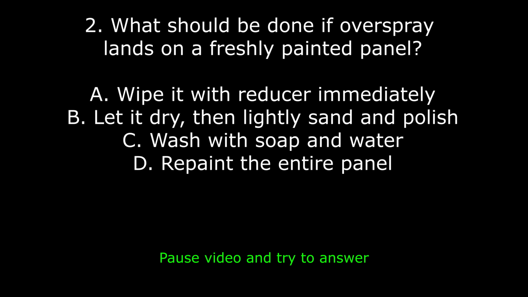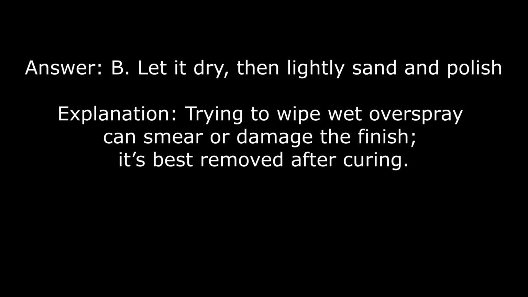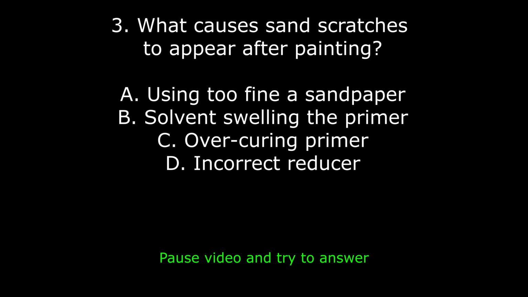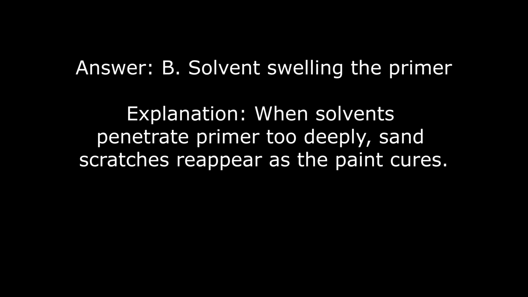2. What should be done if overspray lands on a freshly painted panel? A. Wipe it with reducer immediately. B. Let it dry, then lightly sand and polish. C. Wash with soap and water. D. Repaint the entire panel. Answer: B. Let it dry, then lightly sand and polish. Explanation: trying to wipe wet overspray can smear or damage the finish. It's best removed after curing.